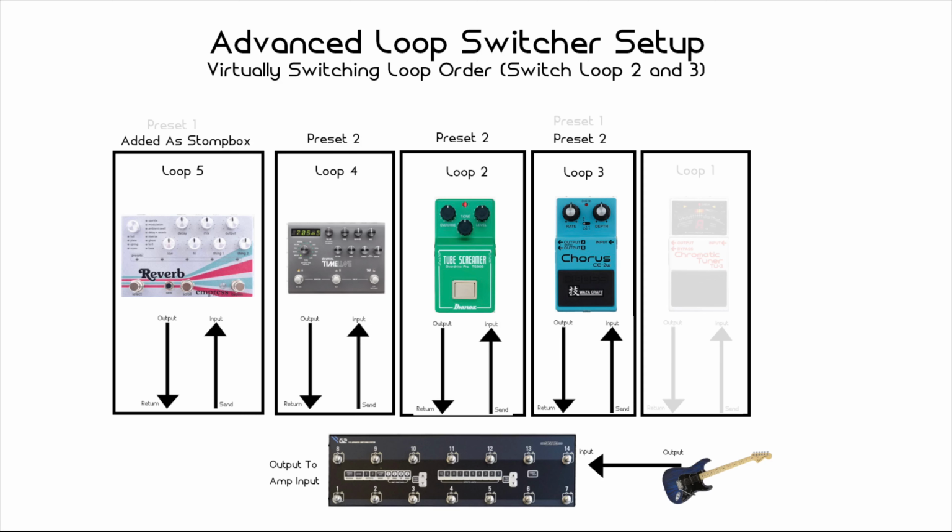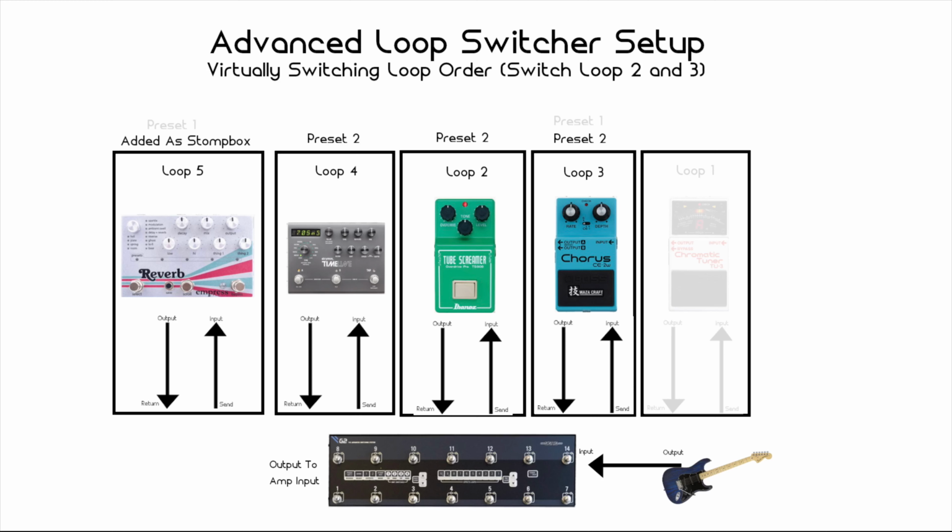Another feature you may find on some of the advanced switchers is the ability to virtually reorder the loops. For example, usually I run my overdrive into my chorus, but there's one song where I want the chorus to go into the overdrive. Usually to do this, I would have to physically unplug the pedals and switch them round so that the chorus loop was before the overdrive loop. However, some switchers give you the ability to do this virtually, so you don't need to physically move the pedals.